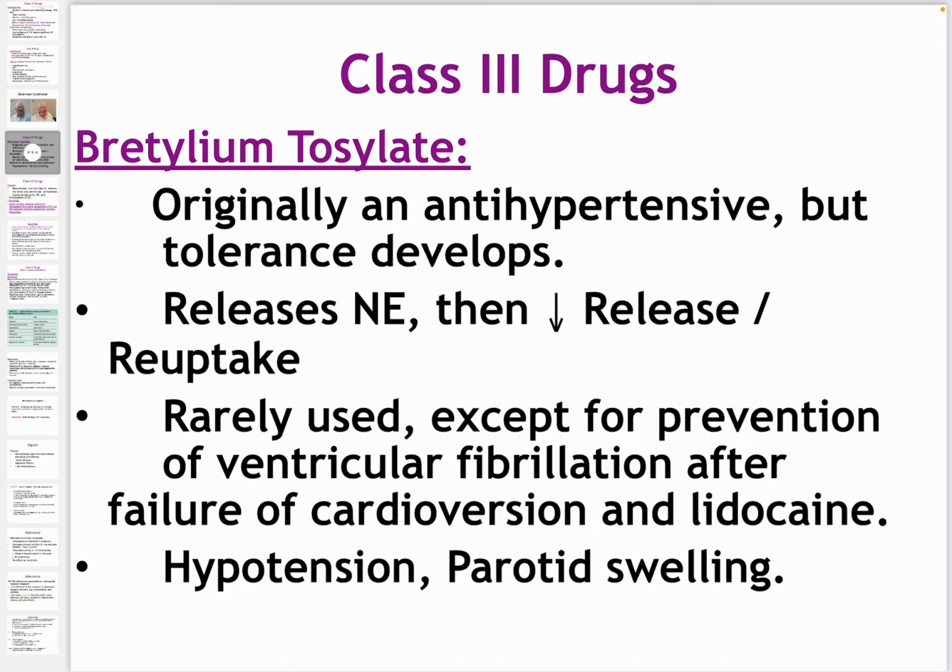Ventricular fibrillation after failure of cardioversion. Some people go to an operation called cardioversion to treat arrhythmias, and this operation failed. So we can revert to this drug. Or some patients have used lidocaine for the treatment of ventricular fibrillation, and also this drug has failed. So if we have failing of multiple drugs, we can revert to this medication.